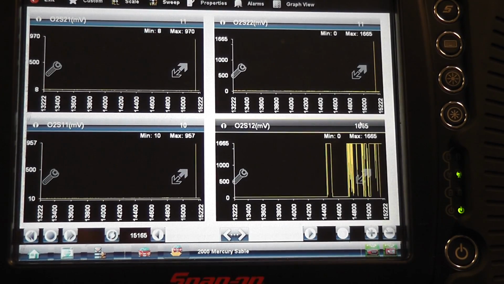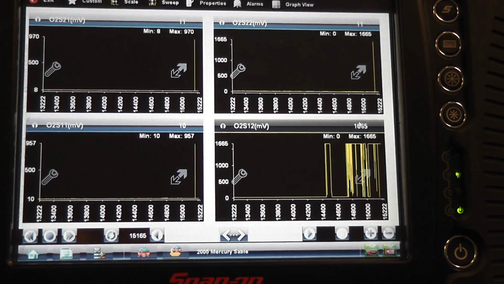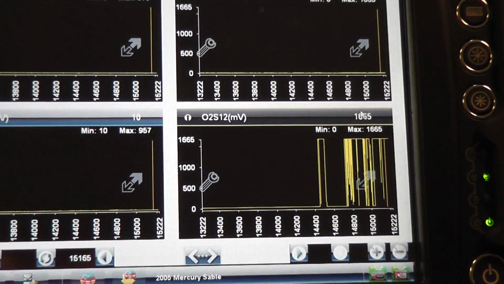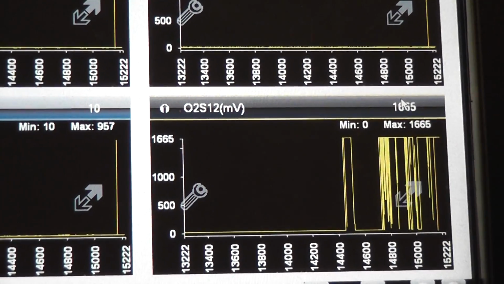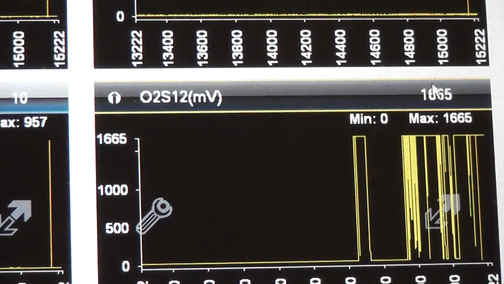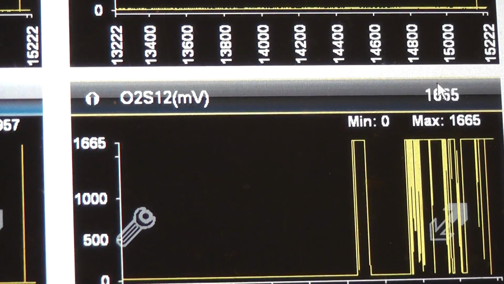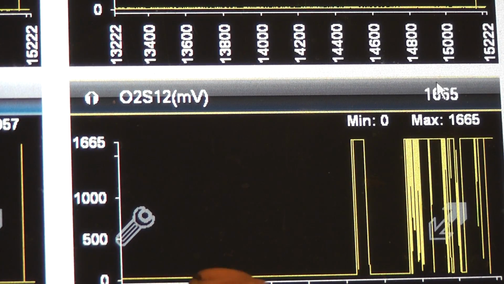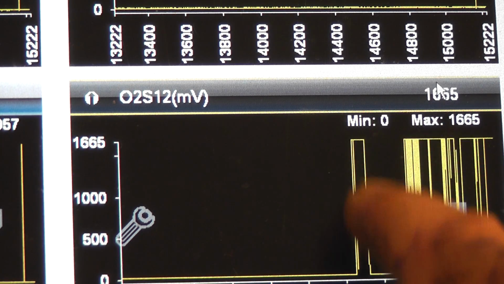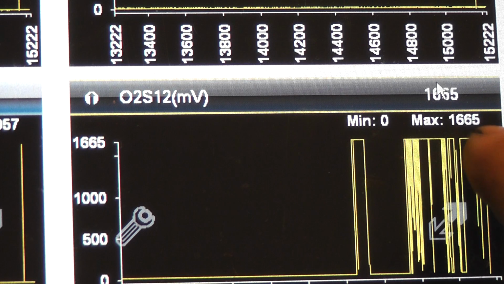All right, so we paused the scanner while we were under there. We had it actually live while we were doing the test. And there's our Bank 1 Sensor 2 O2. That's the one that we were triggering with the test light. And you can see that we had 0 volt fixed signal. And when we touched the test light on and off, you see we're driving the signal voltage high. And that was about 1665, even though it's a 12 volt test light.